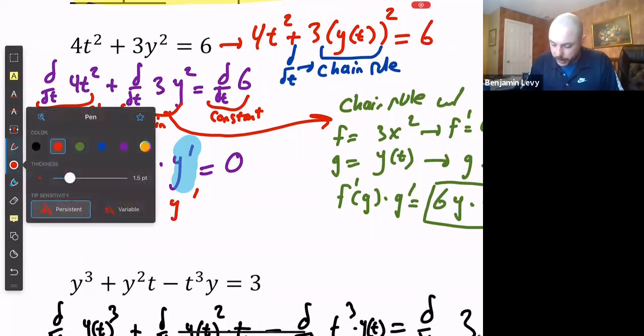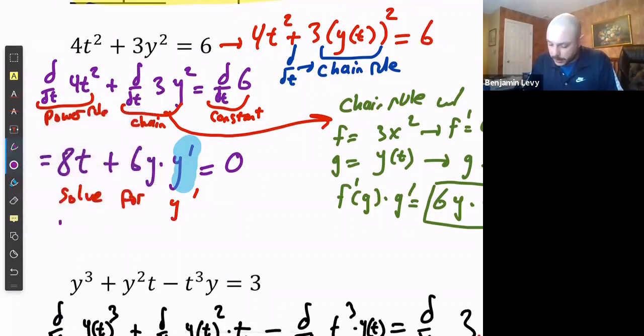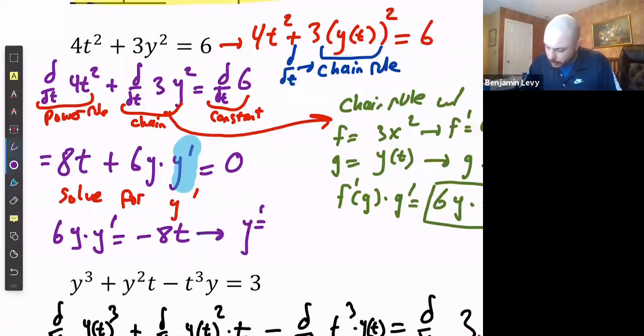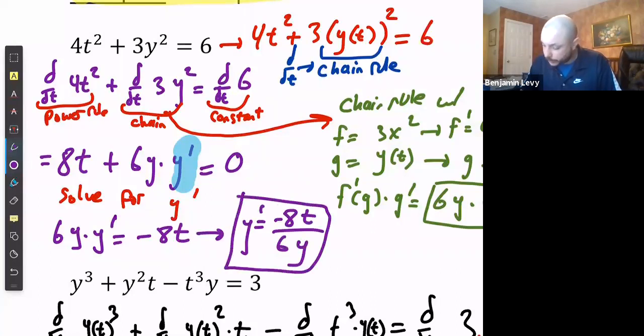So we can solve for that pretty easily by subtracting the 8t to the other side. 6y times y prime equals minus 8t, right? And then just divide by the 6y. So y prime is minus 8t over 6y. And so that's an expression for the derivative. It's in terms of the function itself, so it's not a typical derivative we're used to seeing. Again, it's implicit, right? We have the t's and the y's mixed up on the same side, but it's an expression for the derivative. And you'll see how this becomes useful once we start using it on the next page.